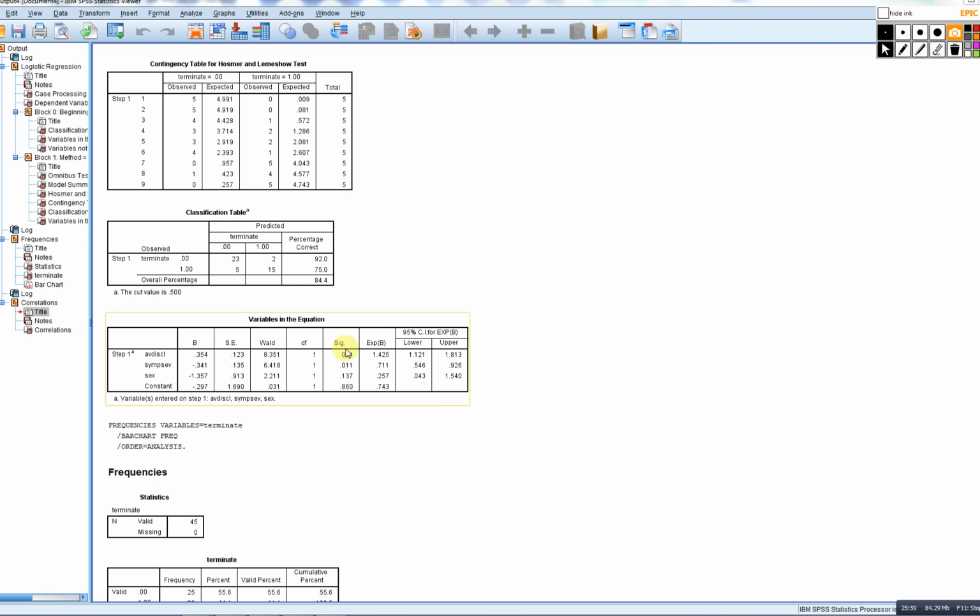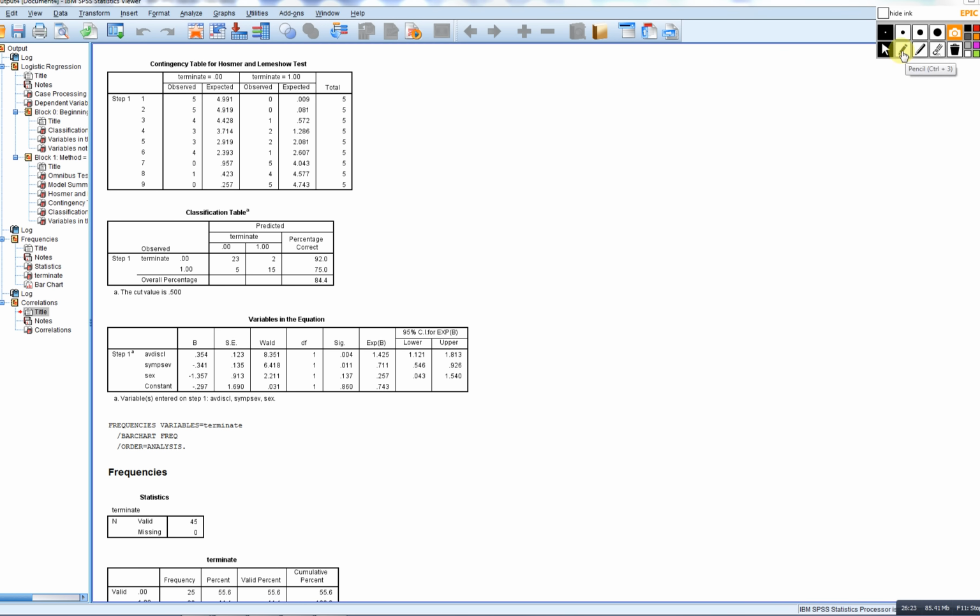Now in this column right here, the EXPB column, these are basically referred to as odds ratios. And it reflects the amount of change in odds as a function of change on the predictor variables. And odds basically are calculated as a ratio of probabilities.